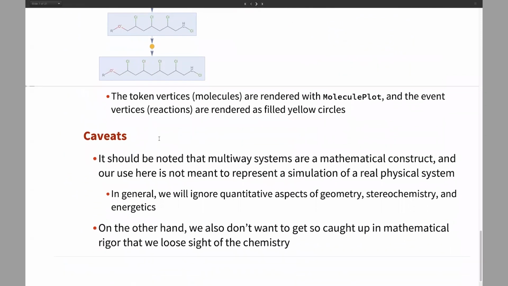Okay, this system that we're using is a model, okay? There's no energetics, no geometry in here, no stereochemistry, nothing like that. It's really just graph rewriting, but it serves our purpose to study the gross nature of these reactions. Also, on the flip side, token event graphs are a mathematical construct. And as a chemist, I don't want to get caught up in the mathematical aspects of it and lose sight of the chemistry. And so I'm focusing more on the chemistry side today.